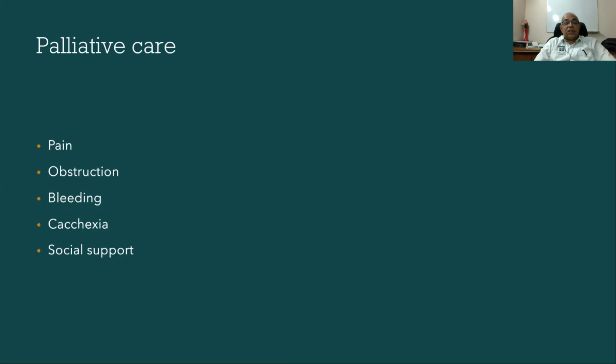Often, these symptoms of pain and bleeding can only be treated with a surgical resection, and these patients must be taken for early surgery to help them out with that.